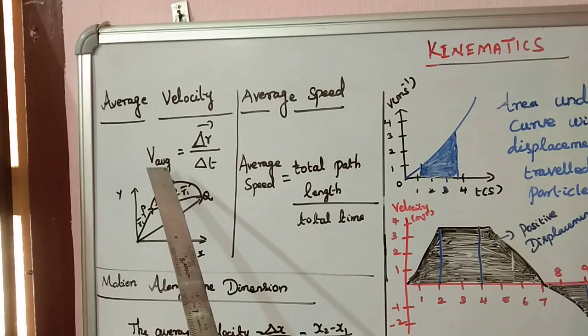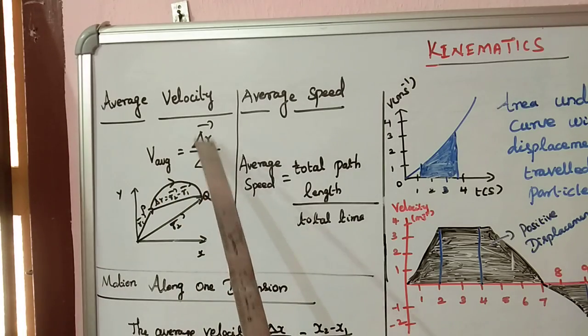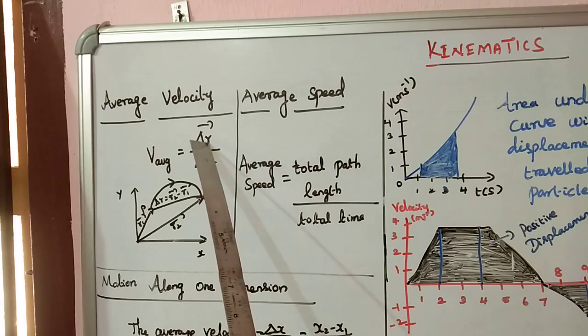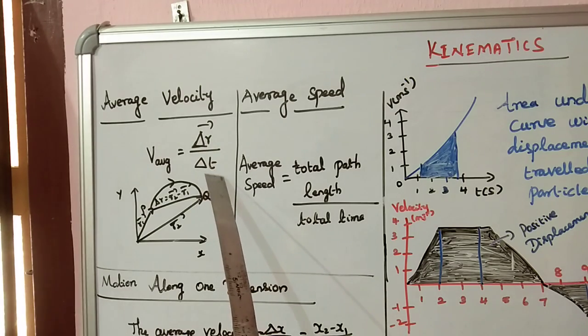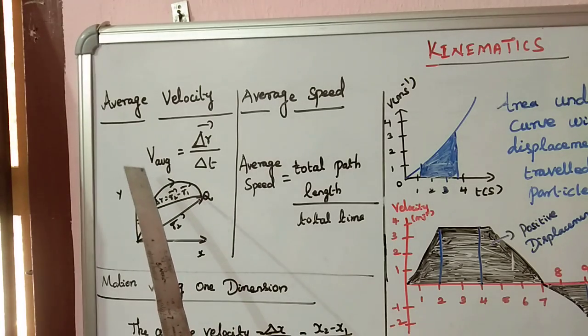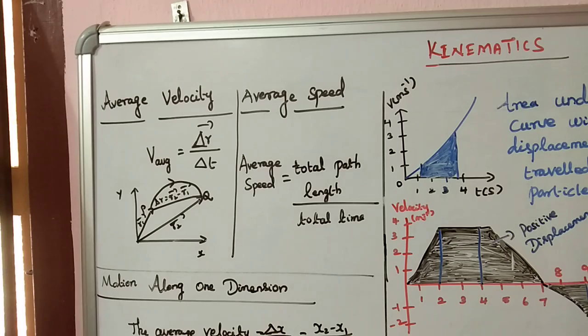The average velocity is defined as the ratio of the displacement vector to the given time interval. So this is V average. This velocity is a vector quantity. Average velocity means the ratio of displacement to the time interval.